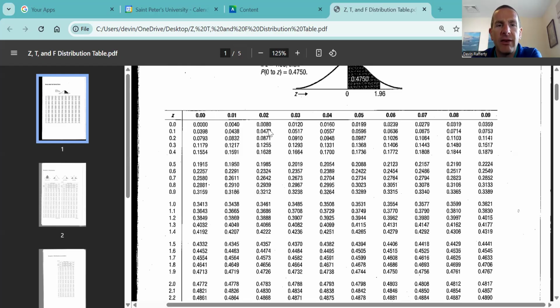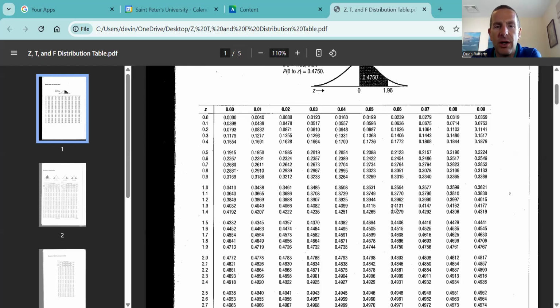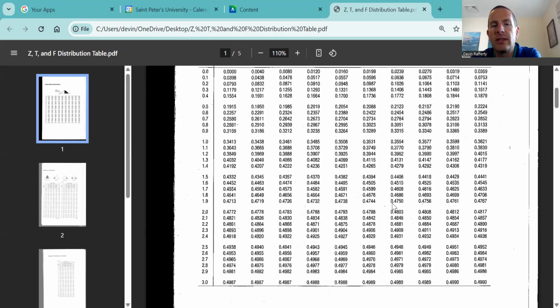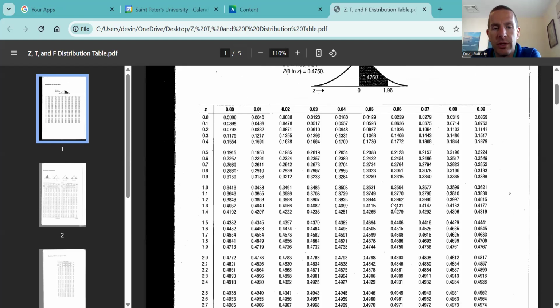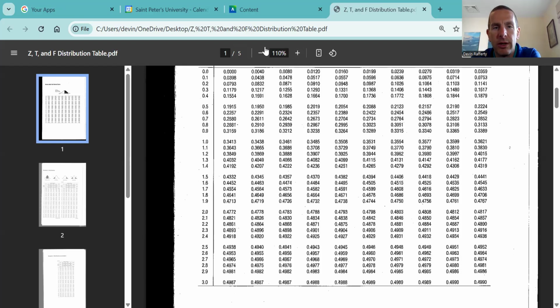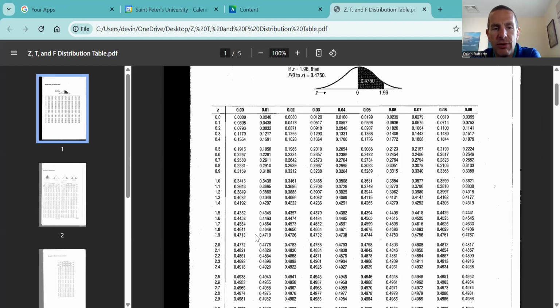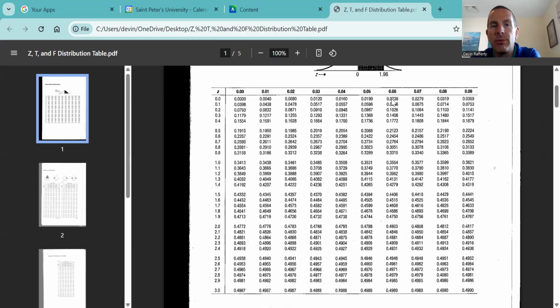Finally, if I had a z-score of 3.04, that would give me an area under the curve of 0.4988. That would be the area under the curve, which is also the probability.